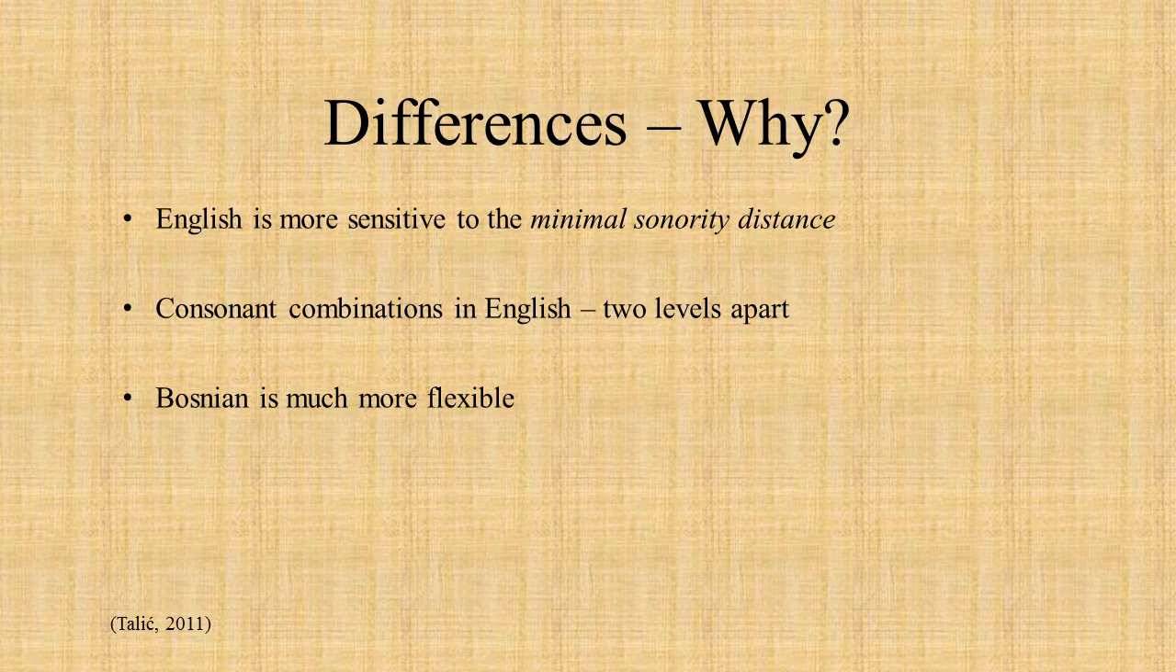Talic argues that the larger number of possible consonant combinations in onsets in Bosnian exist because Bosnian does not follow the minimal sonority distance as strictly as English. This is the most important fact concerning the differences of these two languages. English is more sensitive to the minimal sonority distance and tends to combine consonants with consonants that are at least two levels apart on the sonority scale. In that aspect, Bosnian is much more flexible because they even combine consonants from immediately adjacent levels.